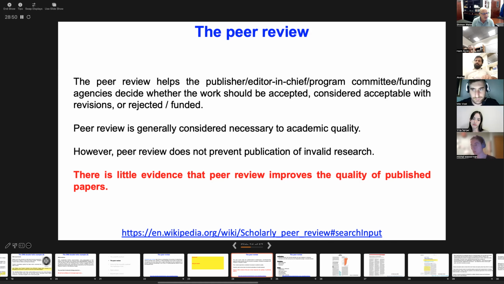And there is quite a bit of evidence, in fact, lack of evidence, showing that peer review improves the quality of published papers. So there is no evidence that the peer review is helping in any way. That's some food for thought. We are used to think that the peer review is really the ultimate, but it is not. And I'll try to convince you of this.